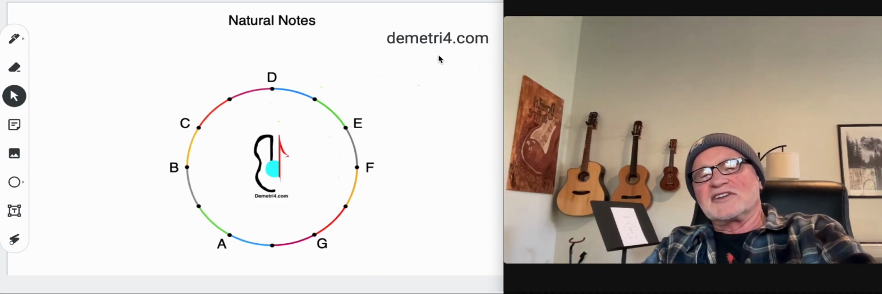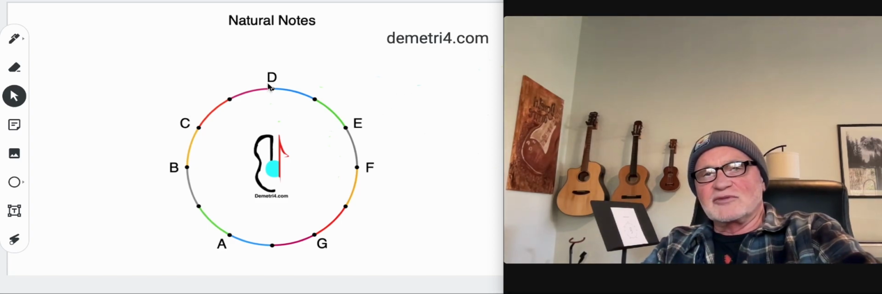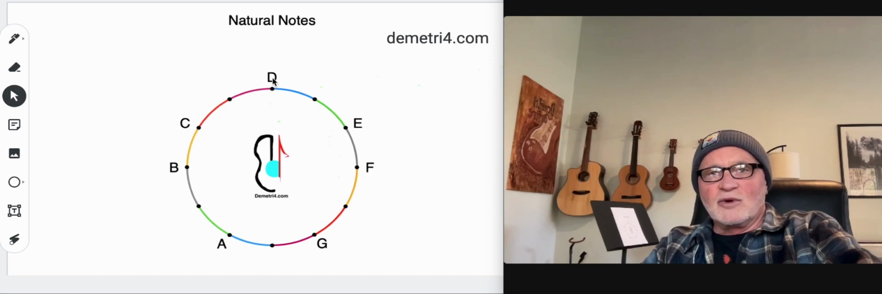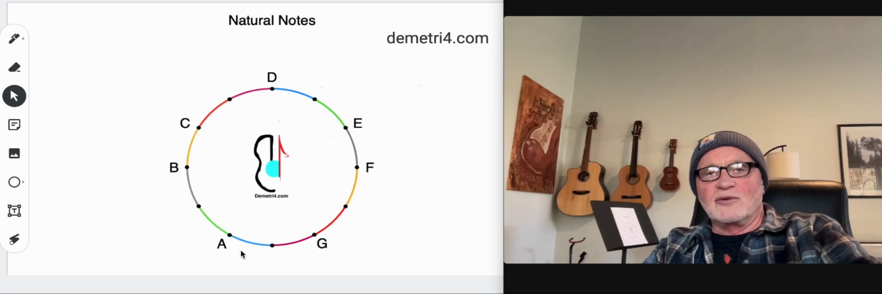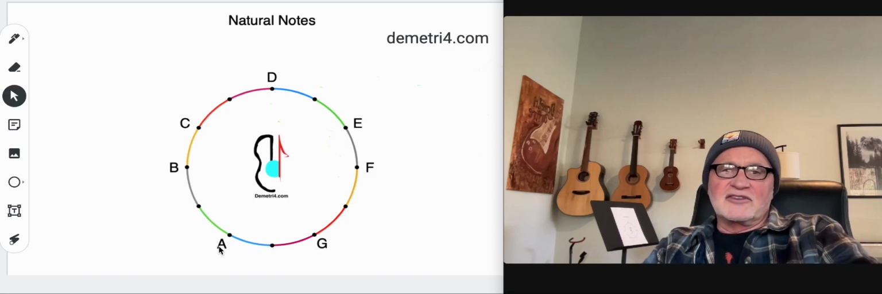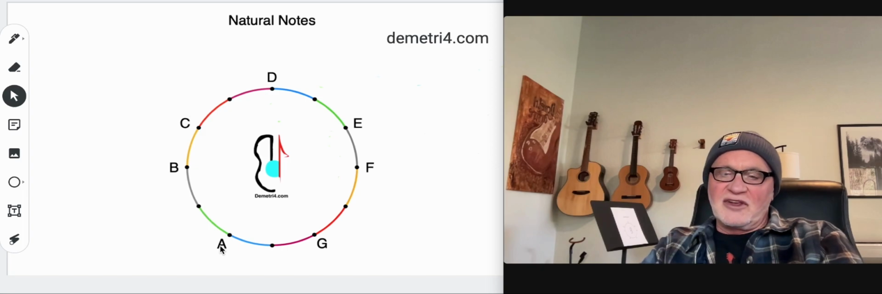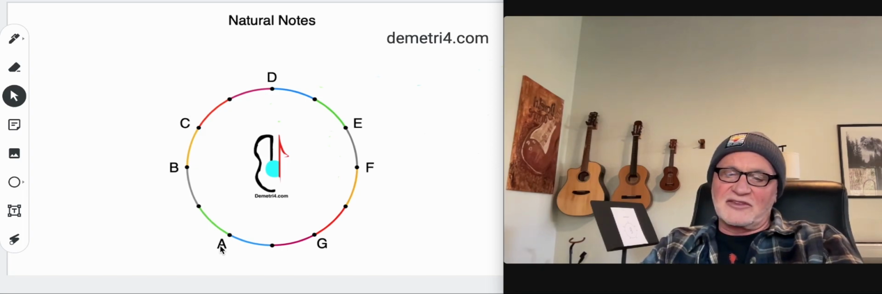So like a question, let's say, what's the distance between D and A, or what is the size? We would start with D, 1, and we're going clockwise. D is the lower one. D, E, F, G, A. Or we could say 1, 2, 3, 4, 5. The distance between D and A is a 5th interval. That's the size.